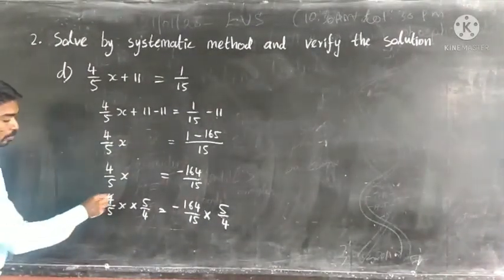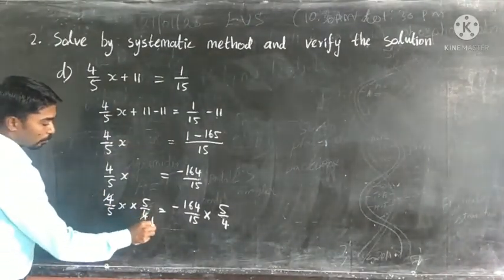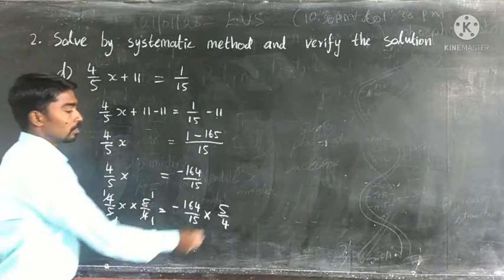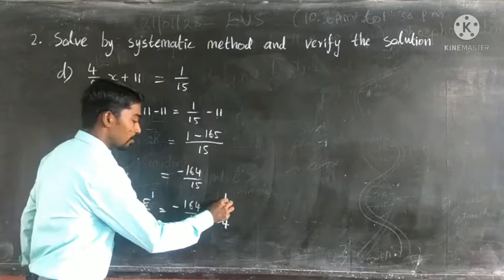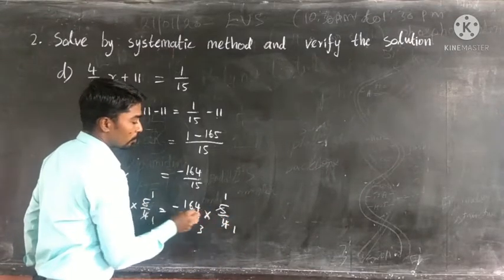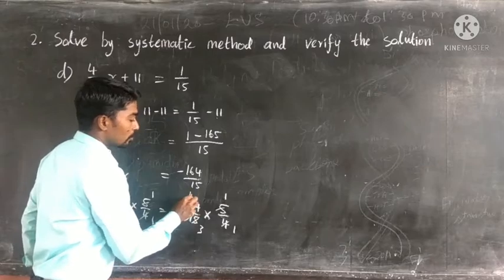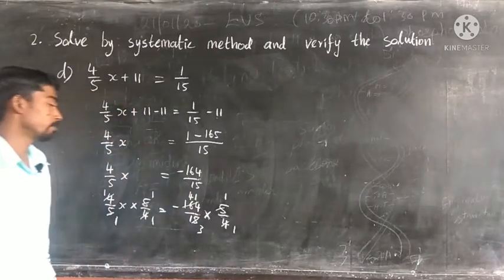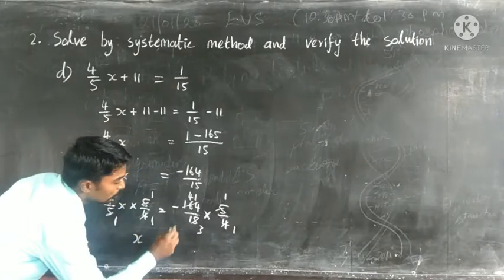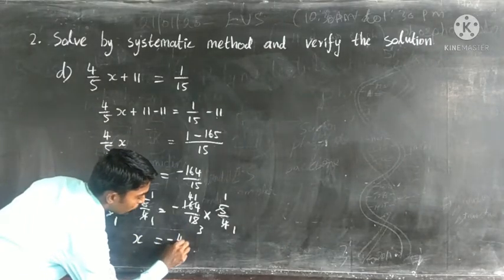Now we will get cancelled. 1 4s are 4, 1 4s are 4, 1 5s are 5, 3 5s are 15, 1 4s are 4, 4 4s are 16, 1 4s are 4. X is equal to minus 41 by 3.